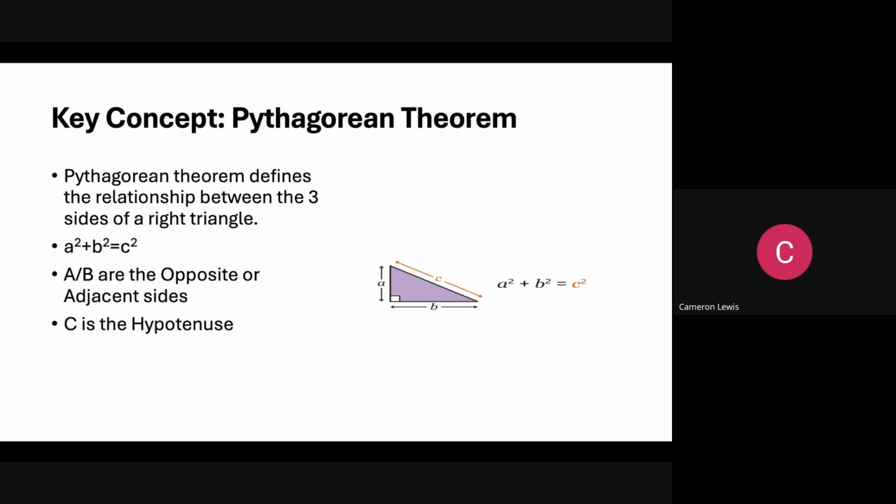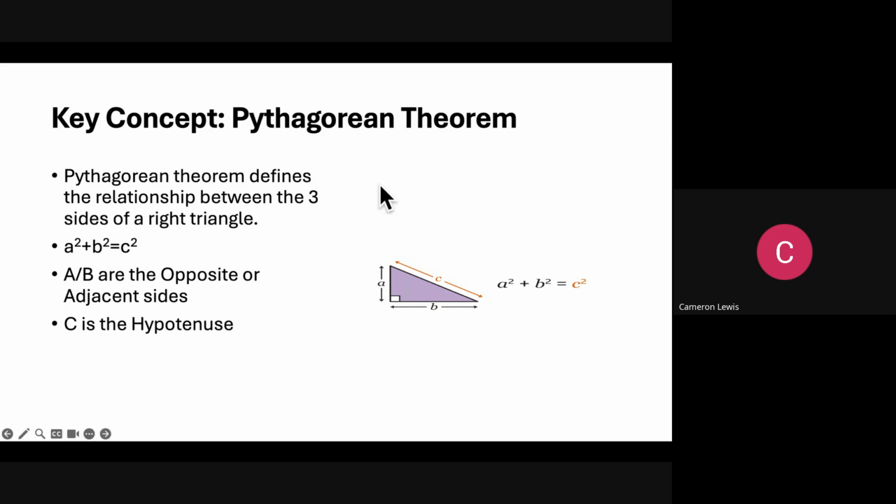So we've got the Pythagorean theorem. This is the concept that we put together when we do the math. The Pythagorean theorem defines the relationship between the three sides of a right triangle: a squared plus b squared equals c squared. When we're using a right triangle, we can use this to find any side if we know two sides and are trying to find the missing side. A and B are usually the opposite or adjacent sides from what we just talked about before, and C is always the hypotenuse, the longest side. So we can use this equation to find any of the missing sides.